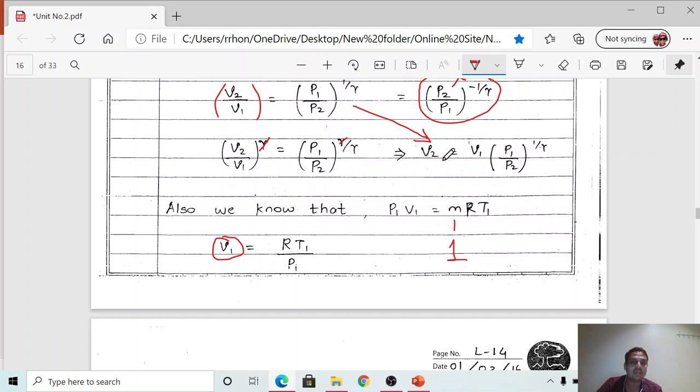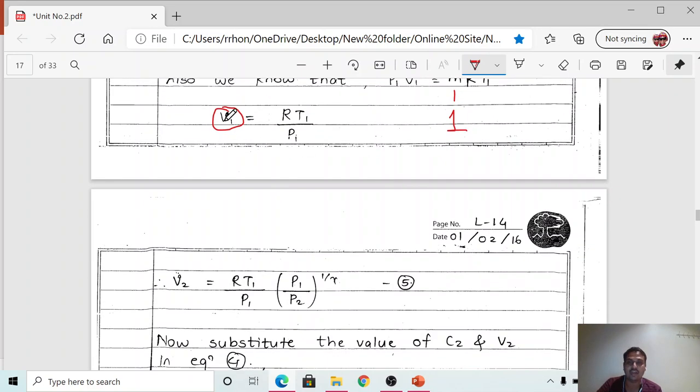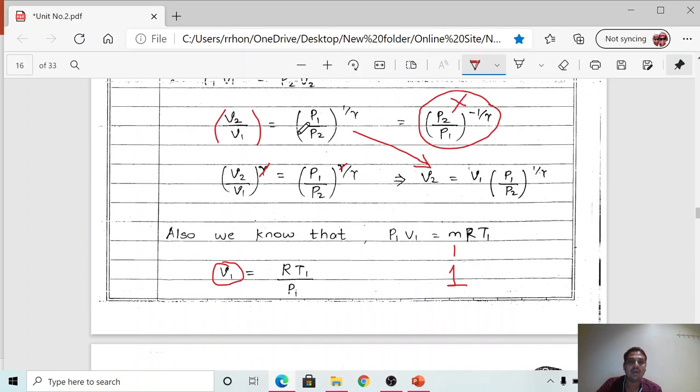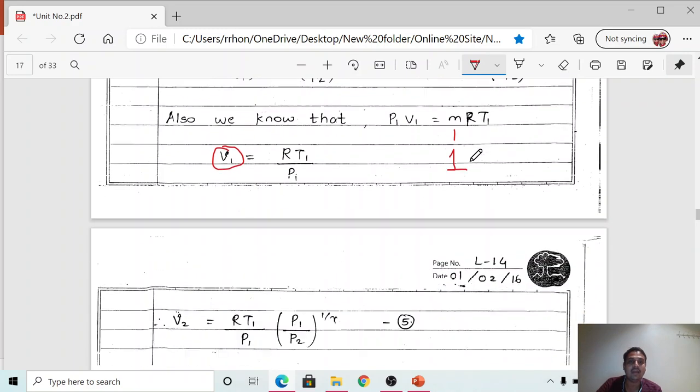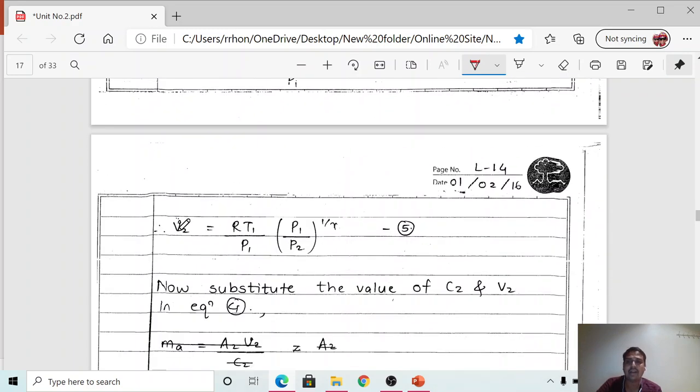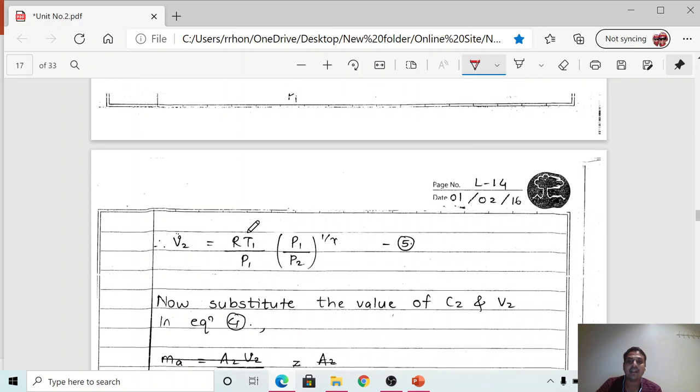So V1 is nothing but V2 divided by P1 by P2 raised to 1 by gamma. So put the value of V1 in this equation. So we have the equation of V1, put the value of V1 as V2 divided by P1 by P2 raised to 1 by gamma. I am just putting in the value of V1, and after simplifying that, we get V2 is equal to RT1 by P1.